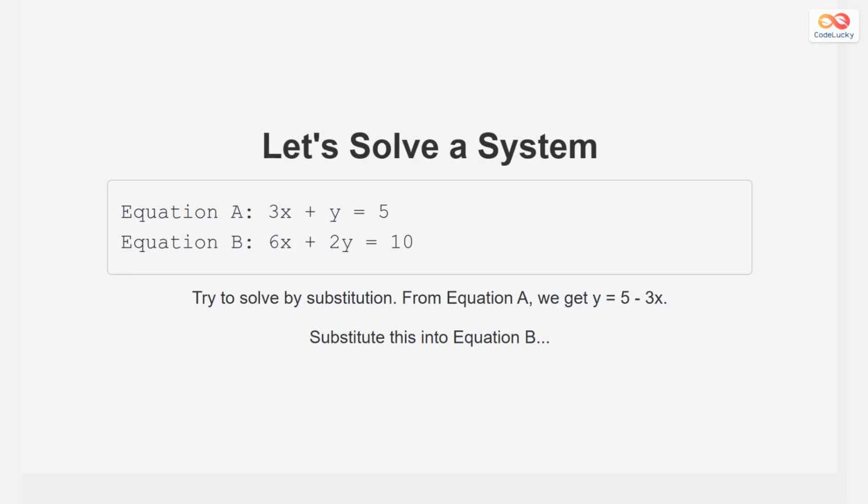Let's look at an example. We have two equations, 3x plus y equals 5 and 6x plus 2y equals 10. If we try to solve this system, we can start by rearranging the first equation to get y equals 5 minus 3x.